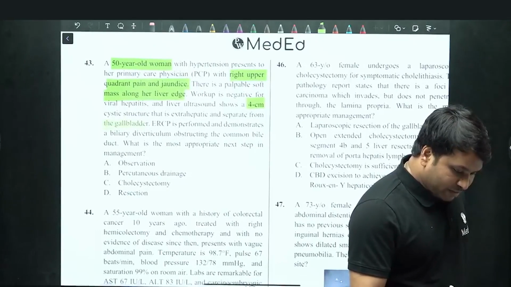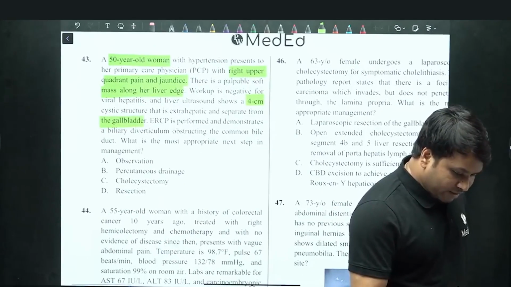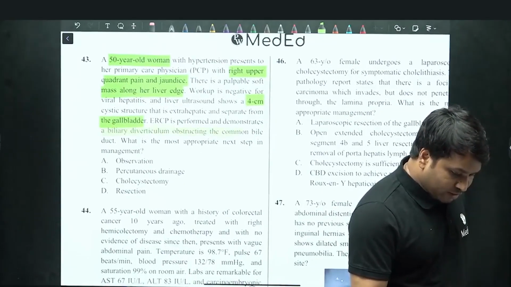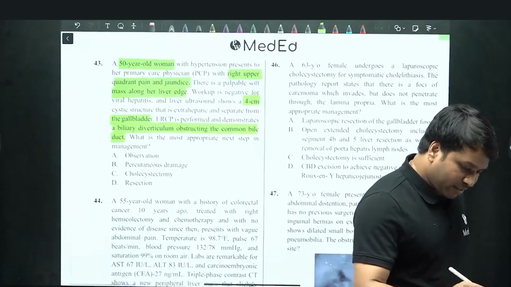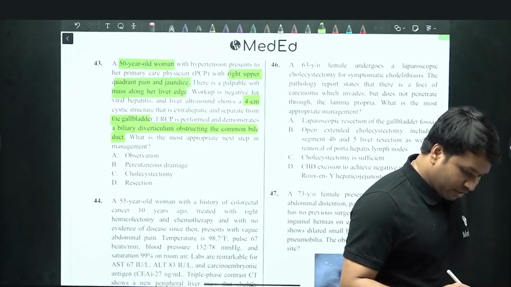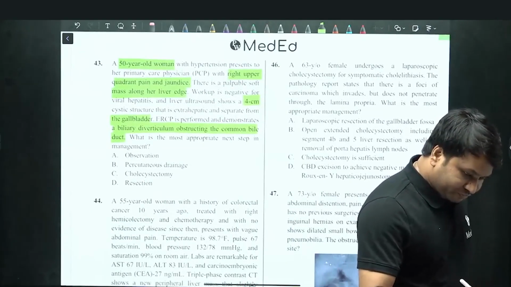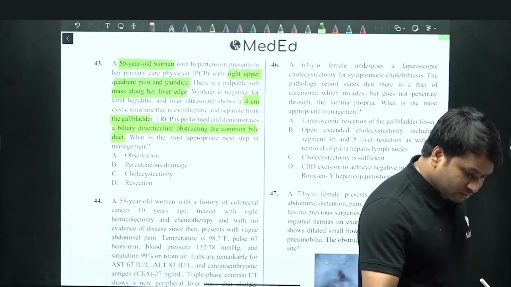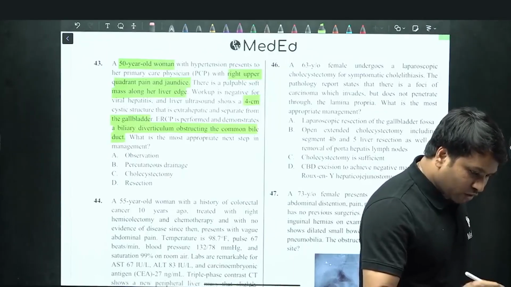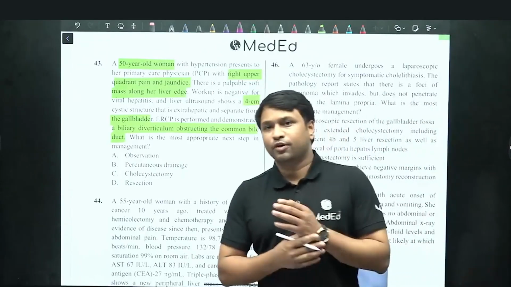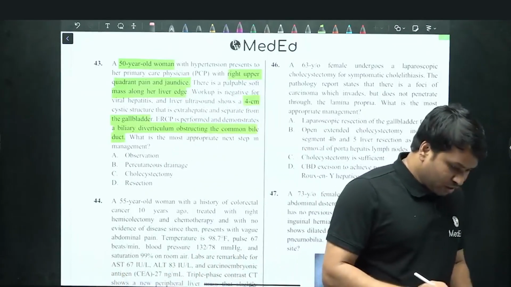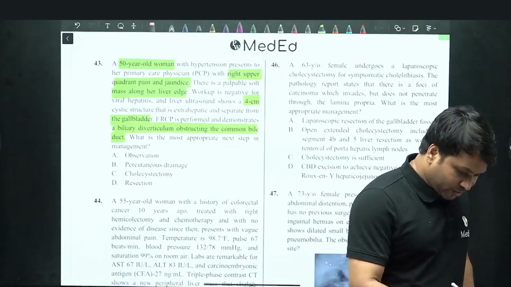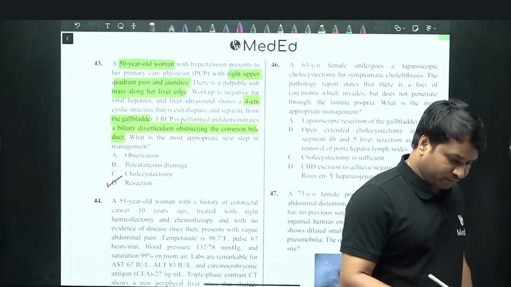ERCP is performed and demonstrates a biliary diverticulum obstructing the common bile duct. What is the most appropriate step in the management? Now, because it's a congenital choledochal cyst, the answer has to be an excision. So for 43, the answer is going to be resection, right?